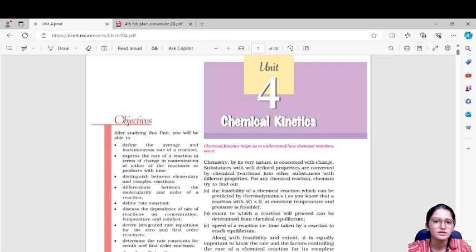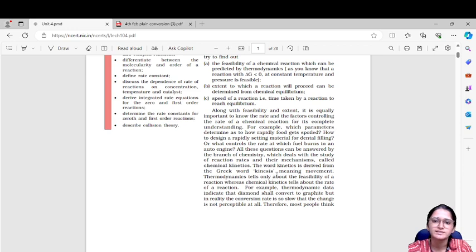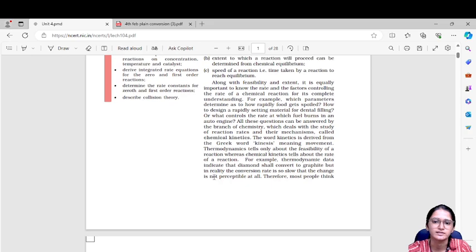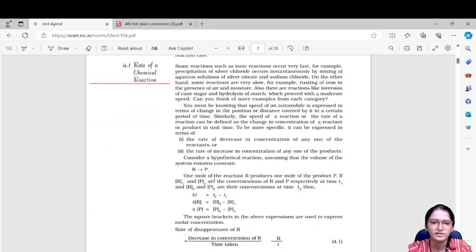Chemical kinetics. Now, what is chemical kinetics? Chemical kinetics is a branch of chemistry which deals with the study of reaction rates and their mechanism. Now, we know that when a reaction takes place, products are getting formed, but at what rate does the reaction take place, and what is the mechanism for that? That is explained by this branch of chemistry, which is chemical kinetics. Okay, so let us start with the rate of a chemical reaction.